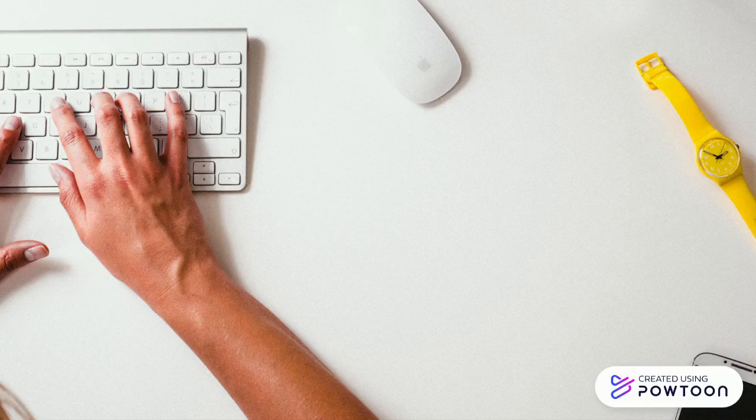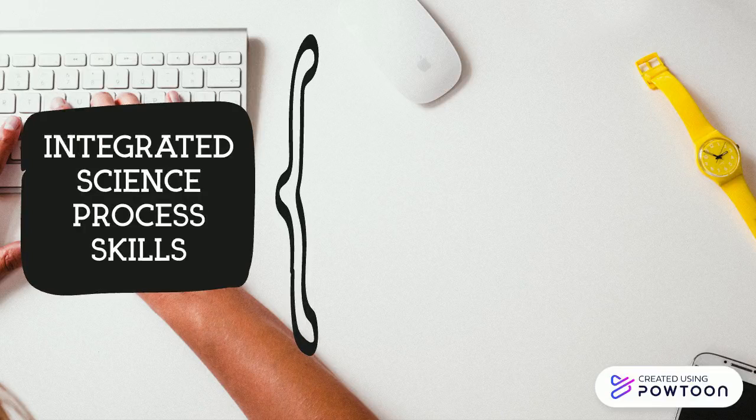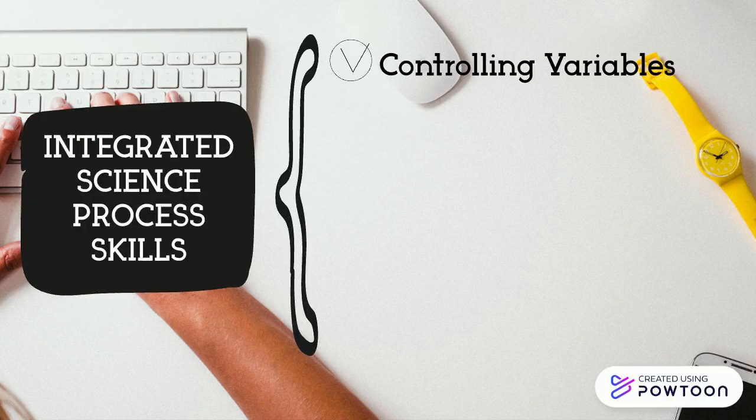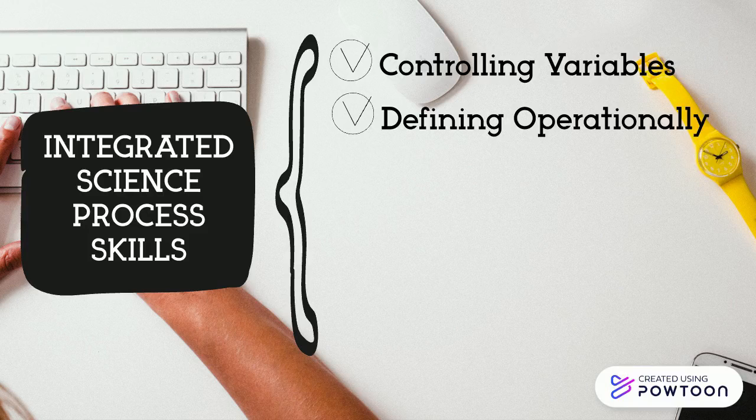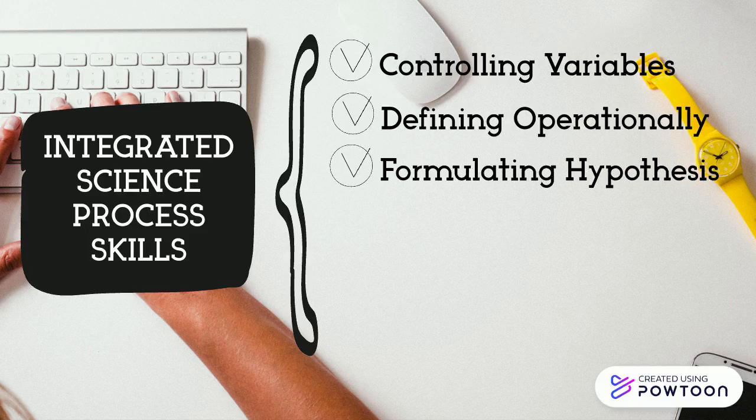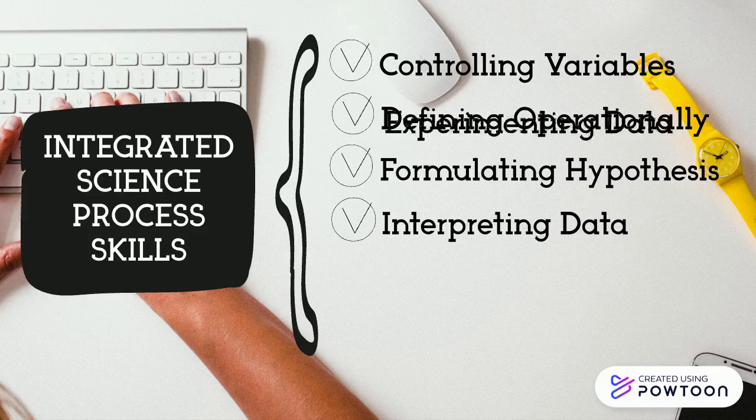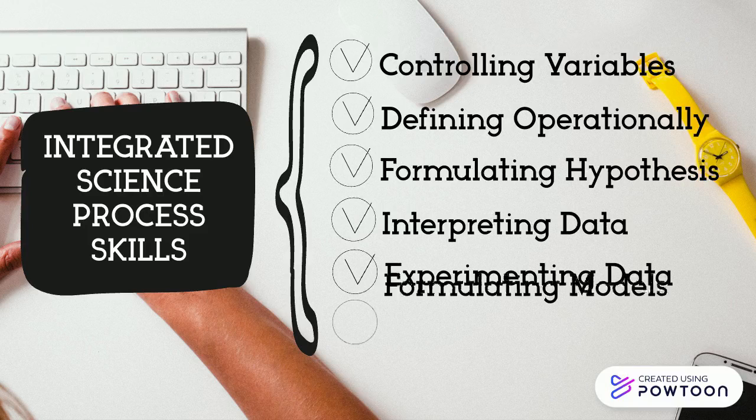So, let's continue with the second type of process skill, which is integrated science process skills, which consists of controlling variables, defining operationally, formulating hypotheses, interpreting data, experimenting data, and formulating models.